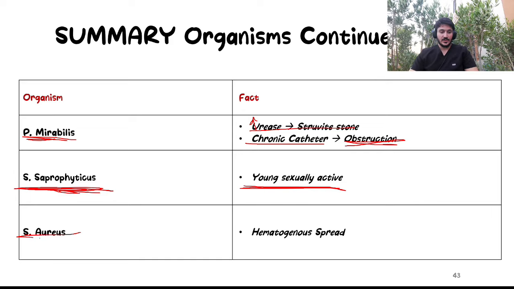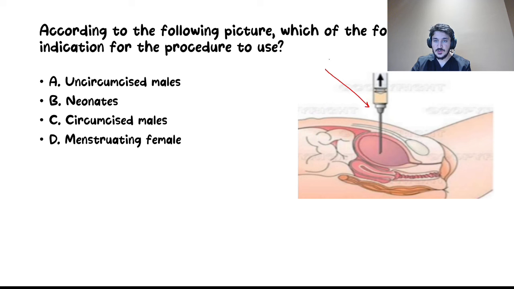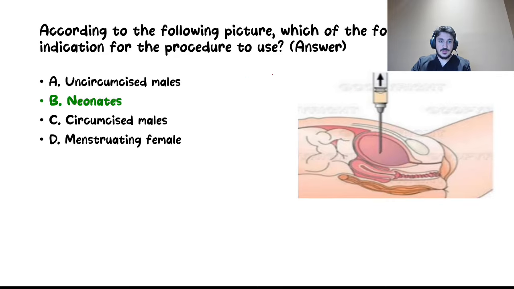Okay, I'm back. So let's start doing some questions. According to the following picture, which of the following is the indication for the following procedure? So this procedure is basically a suprapubic tap, okay? And if you remember what we said about suprapubic tap, it is important for which of the following? I'm going to give you a second. Okay, so the answer is neonates. So suprapubic tap is always associated with neonates.